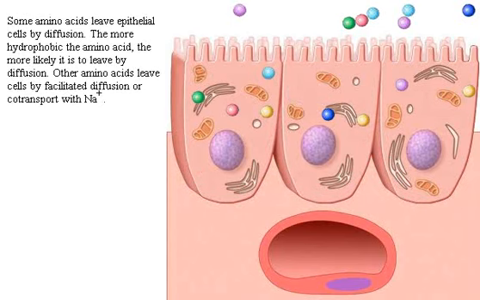Some amino acids leave epithelial cells by diffusion. The more hydrophobic the amino acid, the more likely it is to leave by diffusion. Other amino acids leave cells by facilitated diffusion or co-transport with sodium.